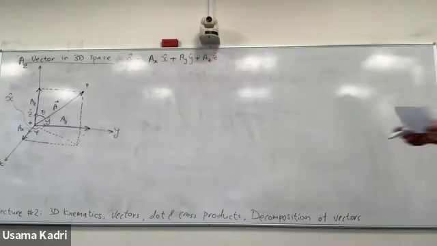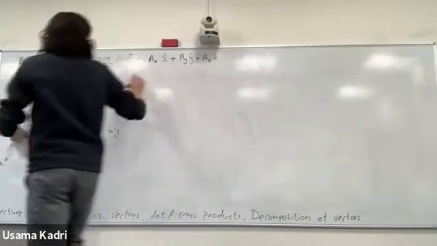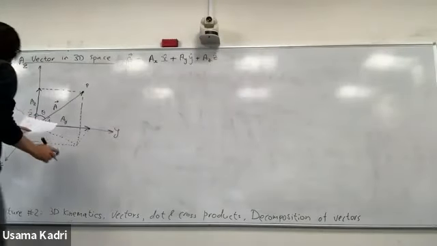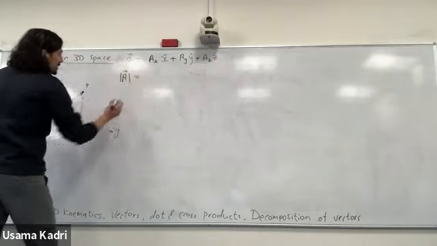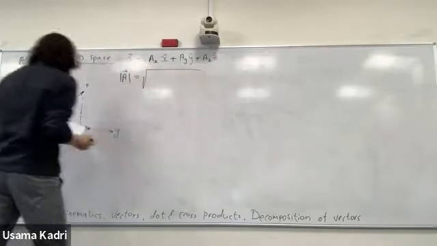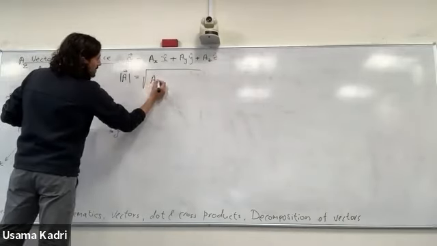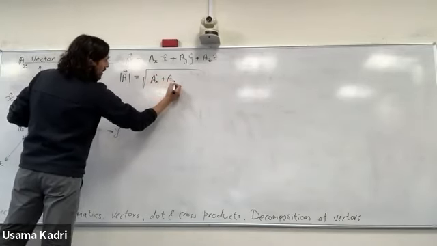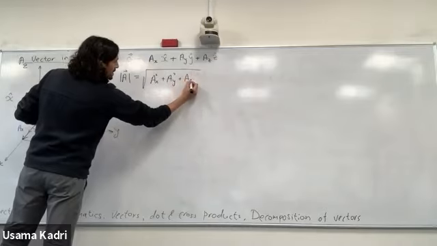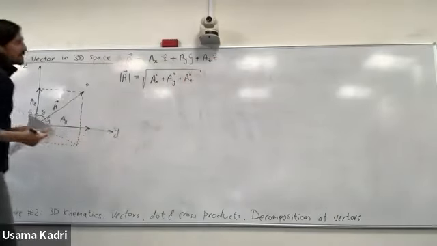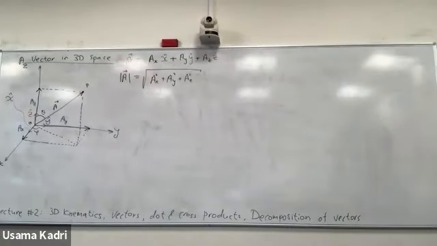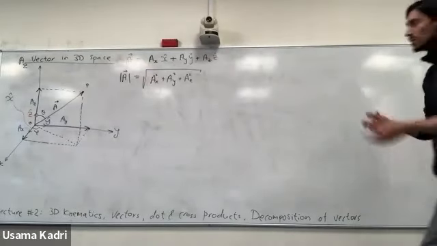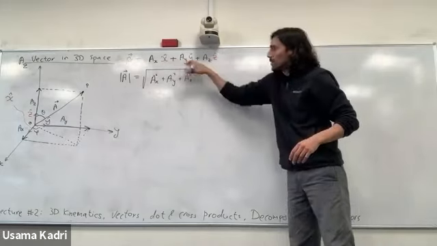What is the magnitude? So this is the projection. The magnitude of A is the square root of ax squared plus ay squared plus az squared. So we know the magnitude, and we also were able to decompose the vector into 3 components.